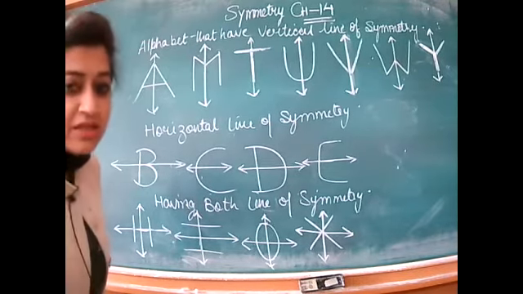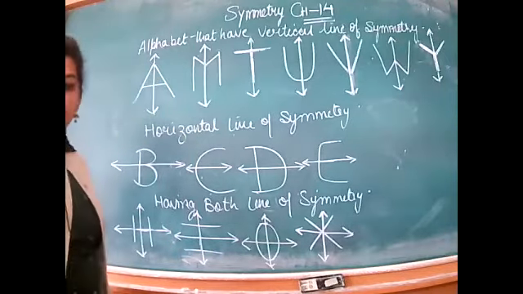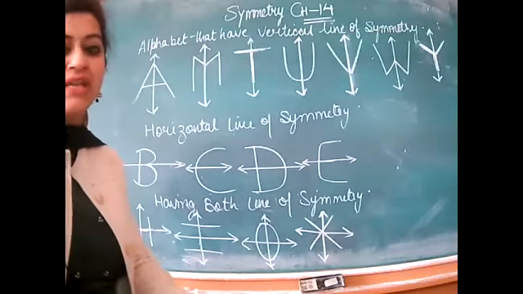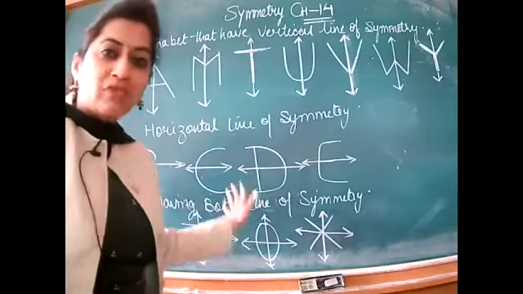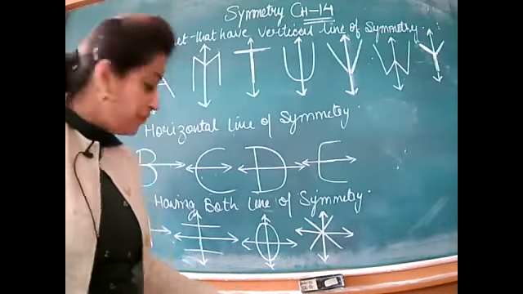Arpita is there in the class? Arpita. Now after this you have to write the alphabets that don't have any line of symmetry. Hope you all have drawn this. Done? Done, beta?